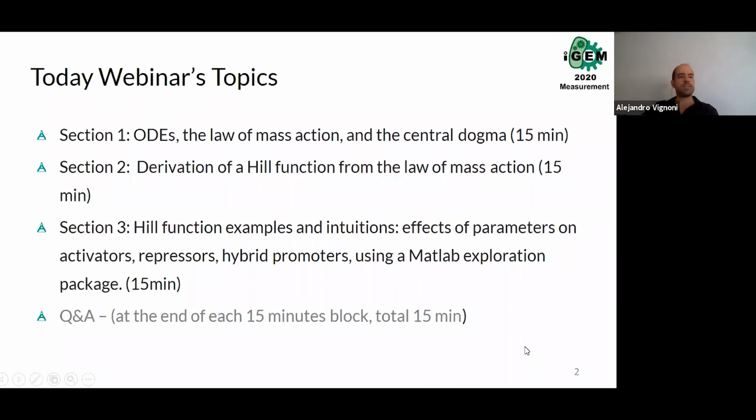So there will be 3 parts today. In the beginning of the webinar, the first section will be ODEs, the law of mass action kinetics, and the central dogma. Then, in the second part, we will go to the derivation of the Hill function from the law of mass action to know where it is coming from. And then if we have time, we will have a short exploration of the Hill functions, changing parameters, and seeing how that affects the shape of the curve.